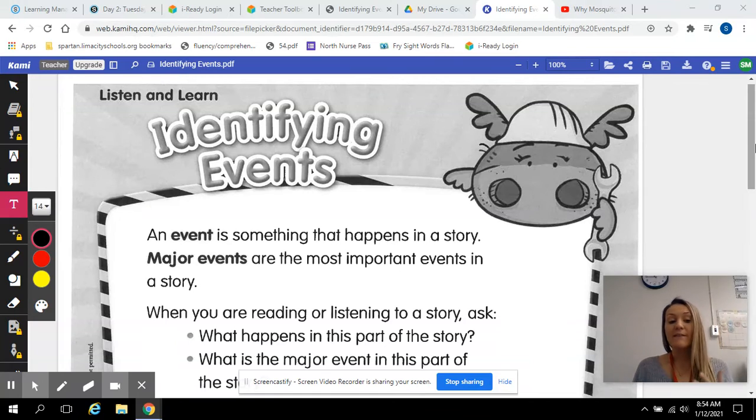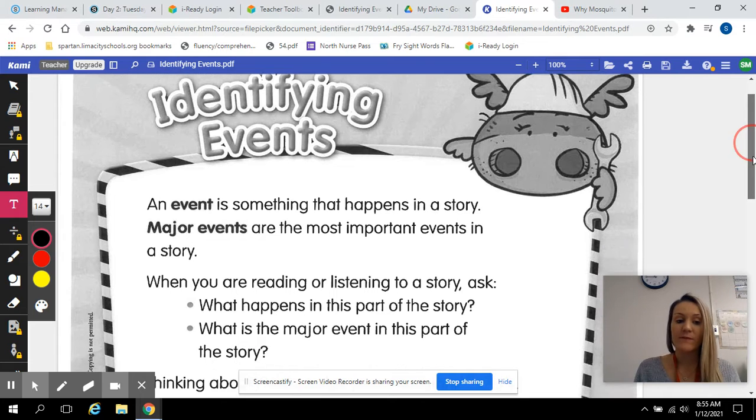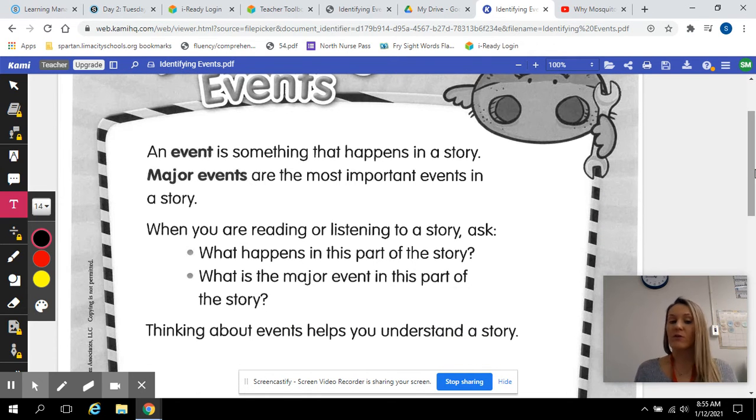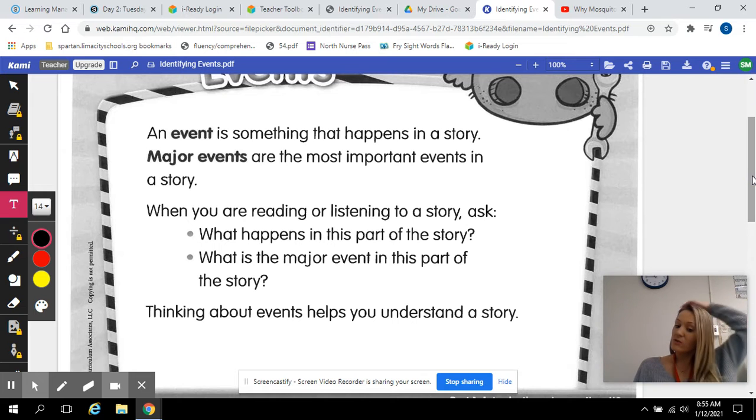Today we're working on identifying events, and the events in a story are something that happens in a story. So an event is something that happens in a story, and major events are the most important events in a story. So when you're reading or listening to a story, ask yourself, what happens in this part of the story? What is the major event in this part of the story? Thinking about events helps you understand a story.